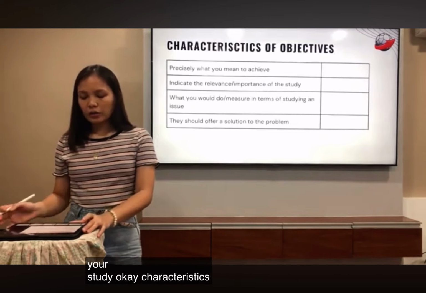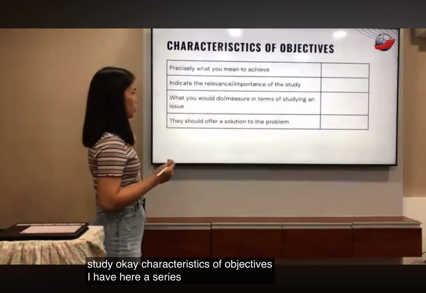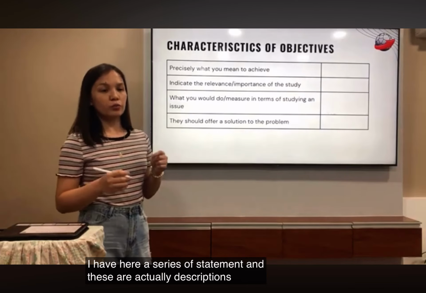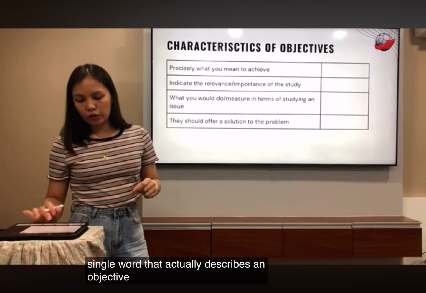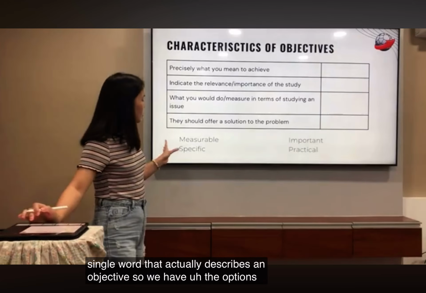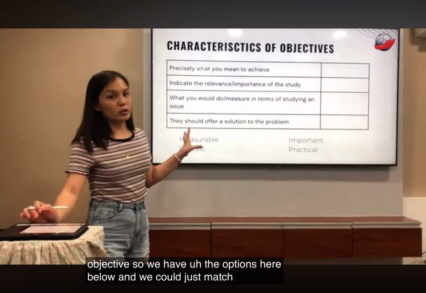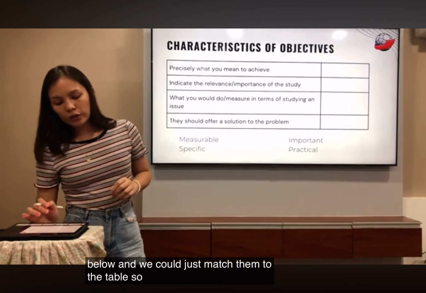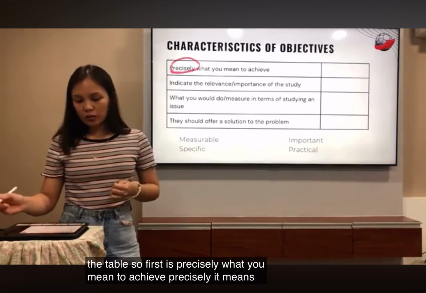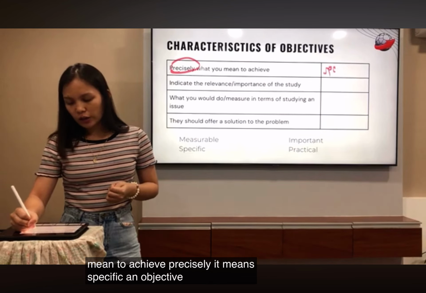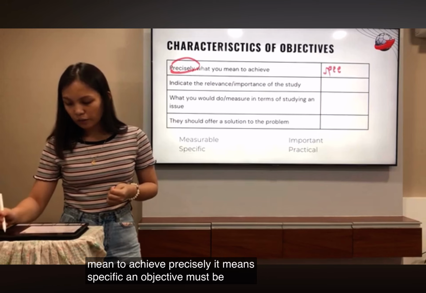Okay, characteristics of objectives. I have here a series of statements, and these are descriptions of a single word that describes an objective. We have the options below, and we could just match them to the table. First is precisely what you mean to achieve. Precisely means specific. An objective must be specific.